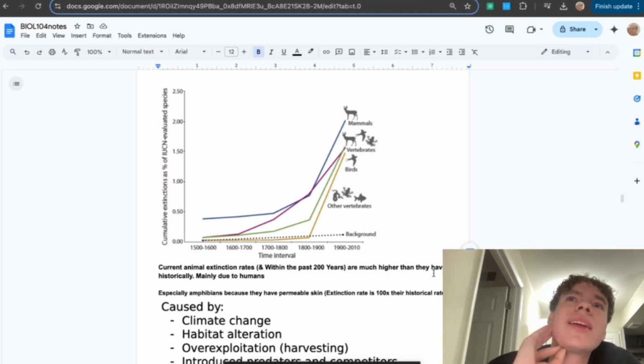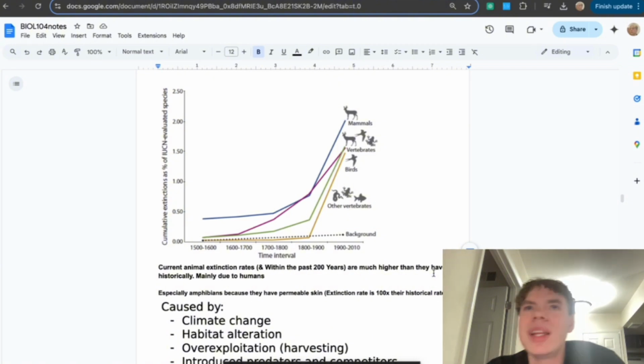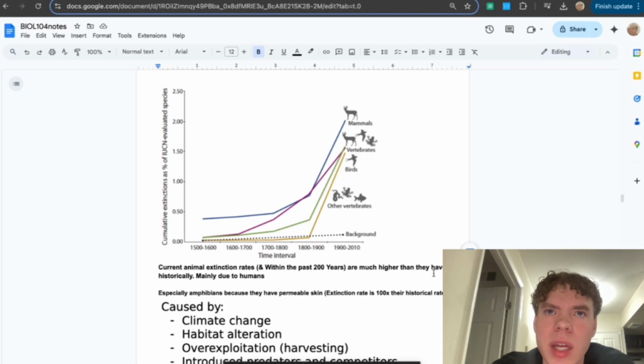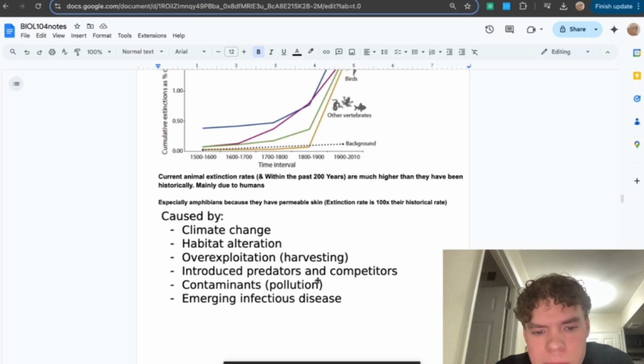And that's another reason. You've got to think, frogs have very permeable skin, so if there's anything infectious in the water, it's going to impact them. Also, you've got to think of humans building neighborhoods; all of that impacts biodiversity as well. Caused by climate change, habitat alteration, overexploitation, harvesting, predators and competitors, pollution, and emerging infectious disease.